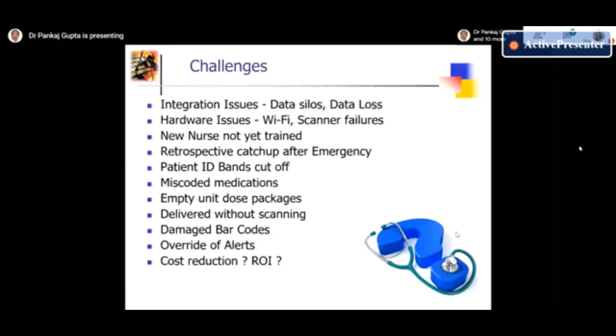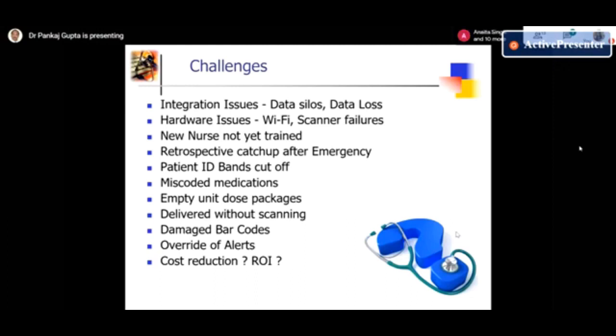Another set of challenges: integration issues, data silos, data loss. Even if you integrate and it is on standards, there can still be data loss. For example, in public health, you have HMIS saying HB less than 7 as a data element. Now, how do you translate it into another standards-based system which has lab test equal to HB and values equal to a range? How will these two things match?